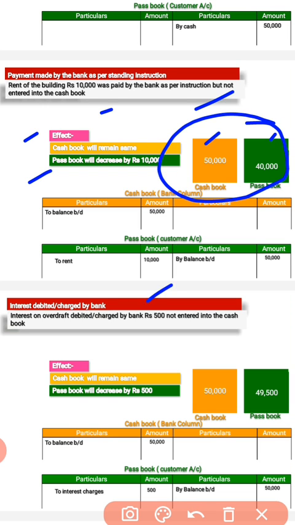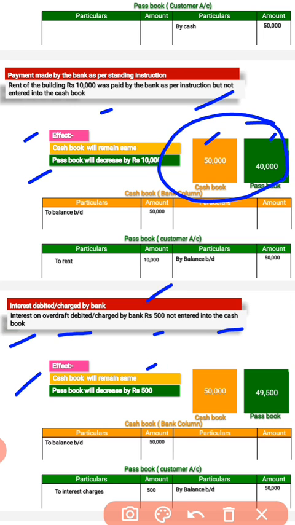Next is interest charged by bank. Interest debited by bank. Debit side of bank statement is negative side, minus side. Interest on overdraft charged by bank 500 but not entered in the cash book. What is the effect of this entry?